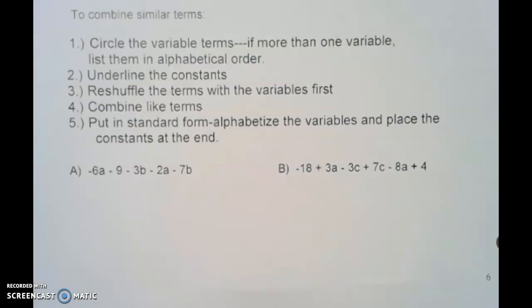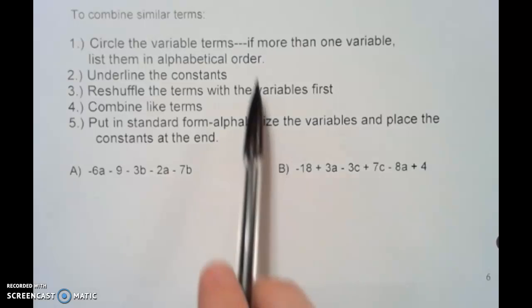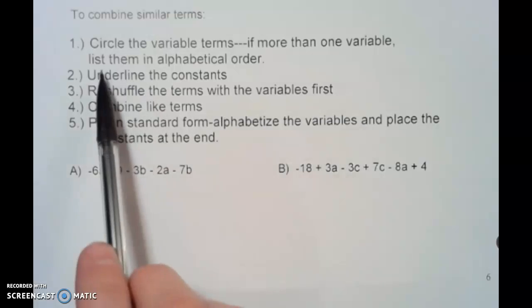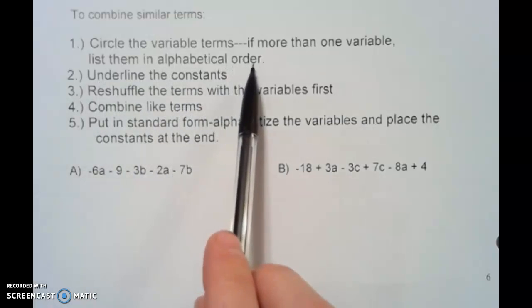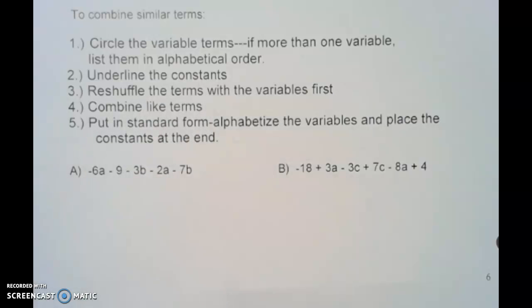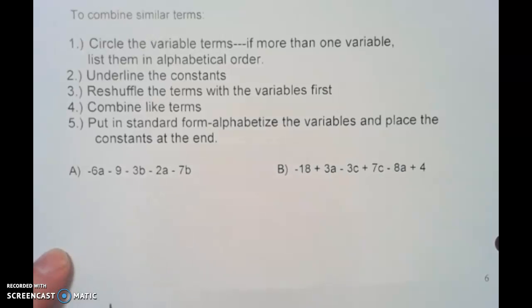In the next section, we're again going to combine similar terms. So we're going to circle our variable terms. If there's more than one variable, we'll put circles around one set, boxes around another, and we'll list them alphabetically. We'll underline our constants like normal. Then we'll regroup, and then we'll combine our similar terms. Pay attention to the signs. Make sure that you also include the signs when you circle and underline.